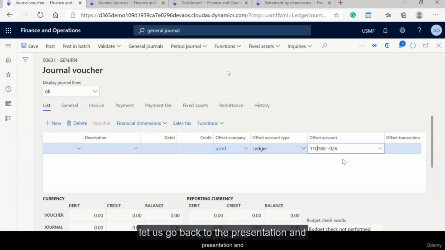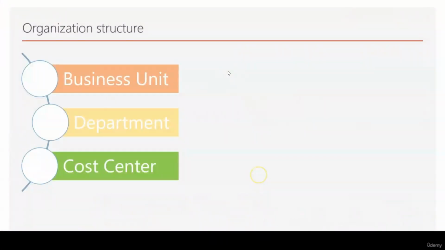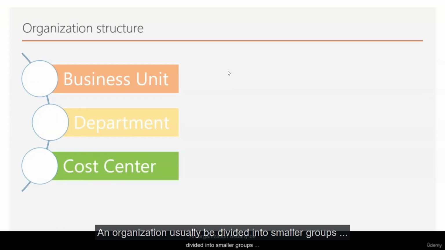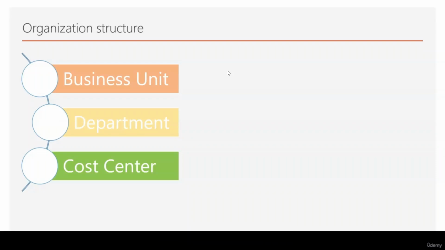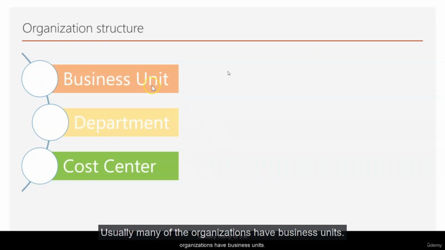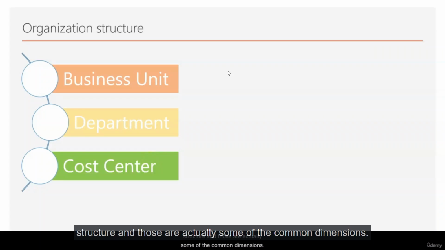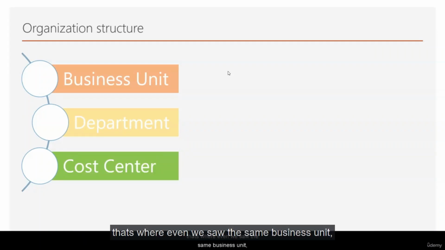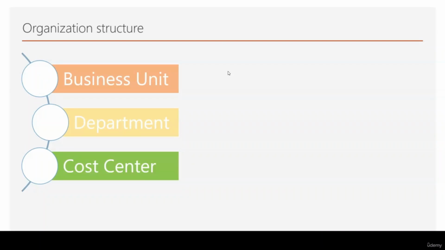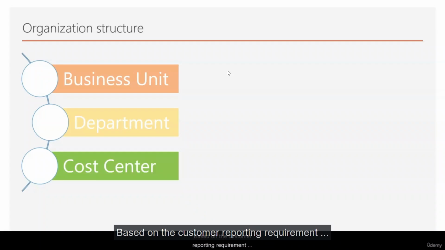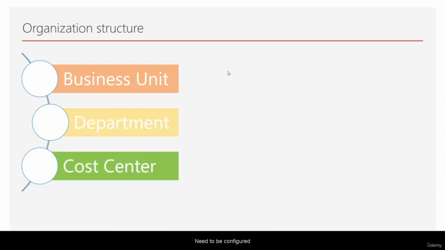So let us go back to the presentation, and we will discuss a few more things about the financial dimensions. Let me just quickly explain to you about organization structure. An organization usually is divided into smaller groups with specific tasks and roles. So usually many organizations have business units, departments, and cost centers as part of their structure. And those are actually some of the common dimensions. That's where we saw the same business unit, department, and cost center as our financial dimensions in the Contoso demo data USMF company. However, based on the customer reporting requirement, different financial dimensions need to be configured.